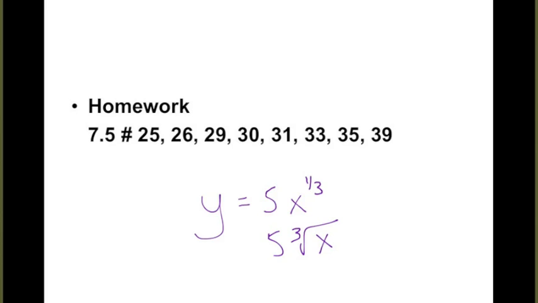Remember, a fraction exponent is really a root, so that the top is the power and the bottom is a root. So that denominator of 3 really means we're talking about a cube root there. So look out for those.